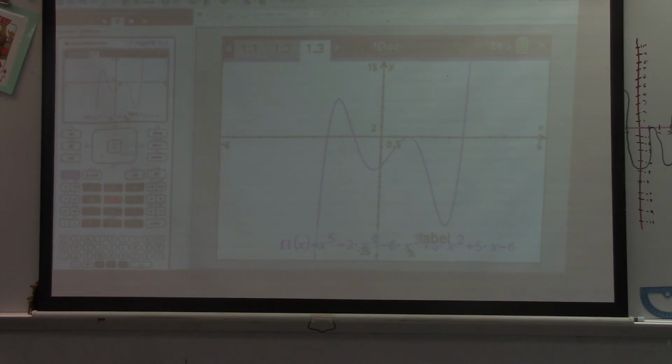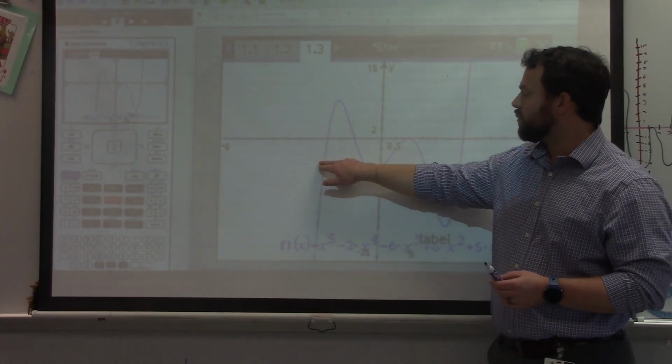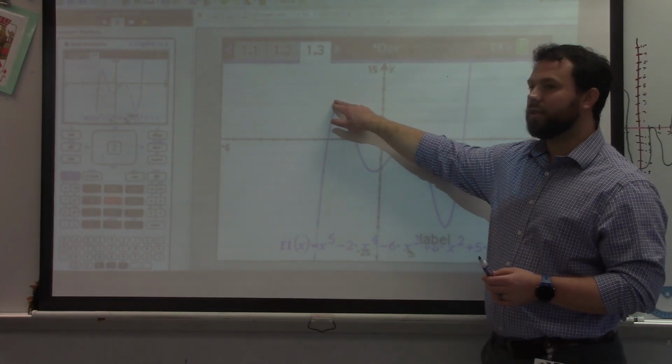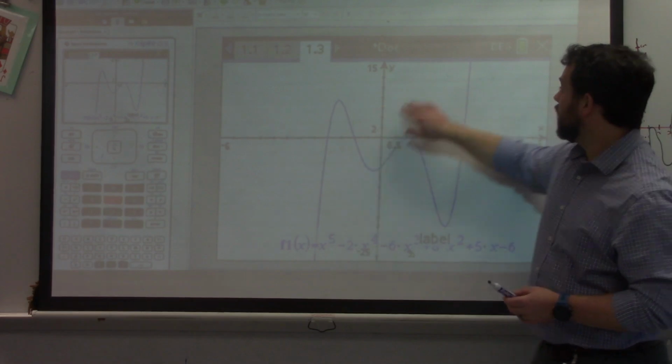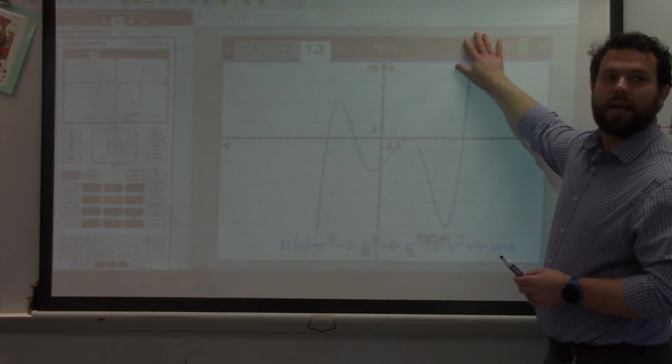When we say relative maximum, that's the highest point for that area. Okay, so relative maximum is the highest point for that area. And remember, I talked about this last time, where a relative maximum is when the function stops what? Increasing and starts to decrease. When I look over here, does it ever start to decrease? So that's not a maximum.